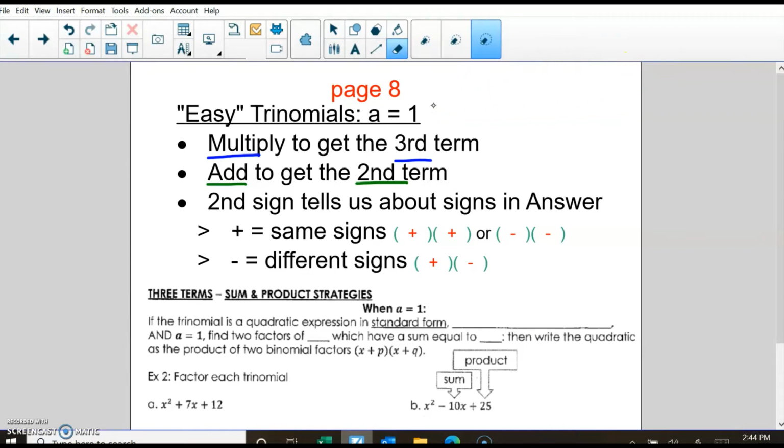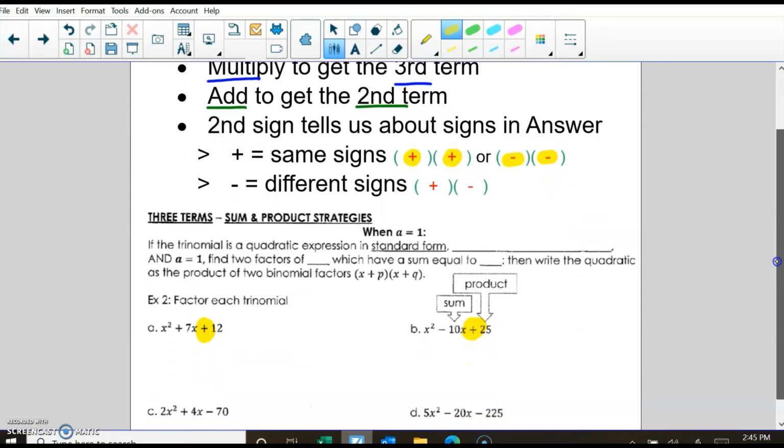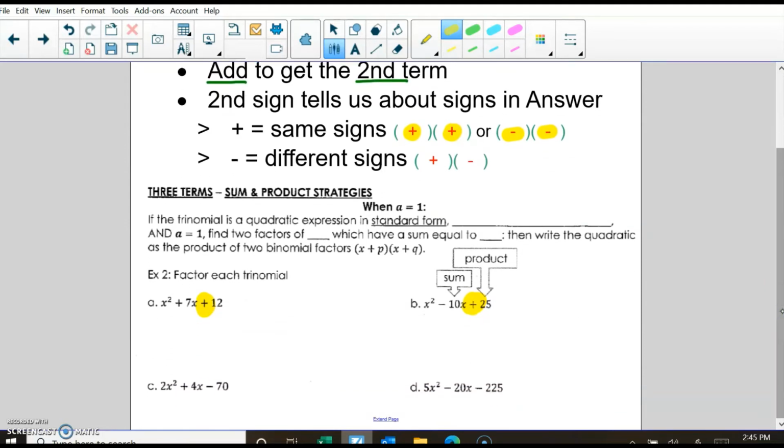So the second sign, that would be this plus sign. Let's get a highlighter. The second sign in the problem tells you that the answer is going to have the same sign or different signs. If the second sign is positive, like this plus here, that means you'll have either a plus in the problem or a minus in the problem. If you have different signs in the second sign, then that tells you you're going to have different signs: one of the parentheses will be plus, and one of the parentheses will be minus.